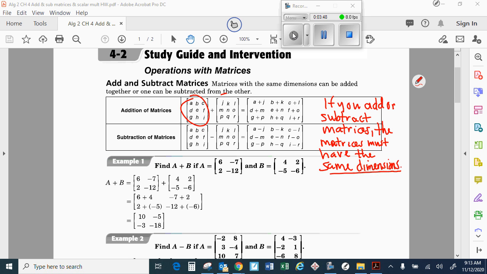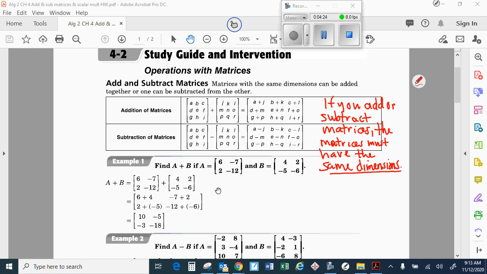3 by 3, 3 by 3, so I can add them. If one was 3 by 3 and one was 3 by 4, can't do it. One was 3 by 2 and the other was 2 by 3, can't do it. Has to be the exact same. So 3 by 2 plus a 2 by 3, you might think, oh, they have the same numbers in it. No, those are different. That's 3 rows, 2 columns. That's 2 rows, 3 columns. Those are not the same. It'd be exactly the same. That's why it's important that you know it's row by column.